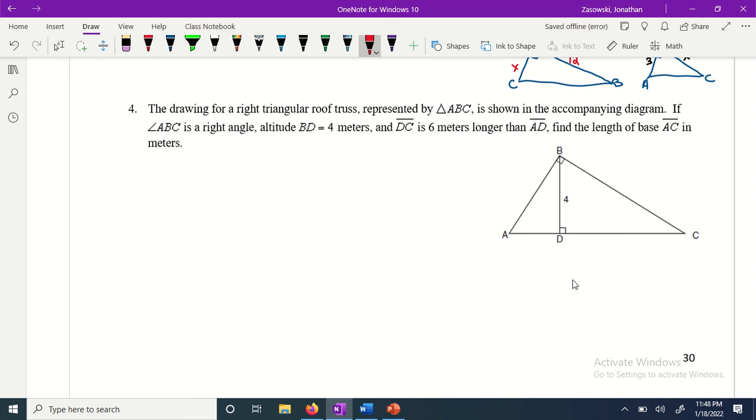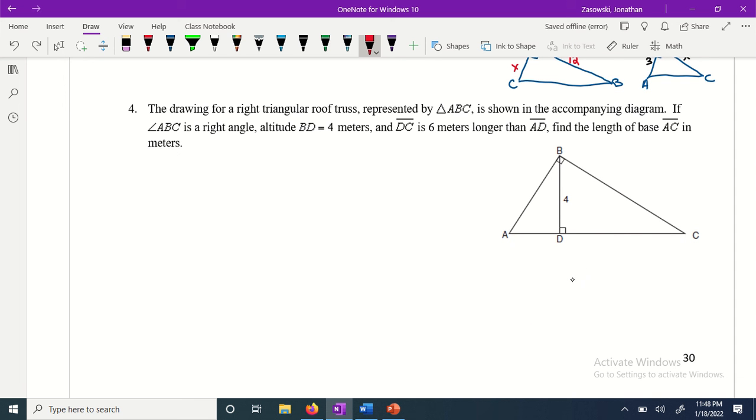Okay, last question of the day here. The drawing for the right triangular roof truss represented by triangle ABC is shown below. So if you're looking at a house, this might be the truss. This is kind of what's holding that house up there. Once again, you don't have to draw that. I'm going to get rid of mine here.